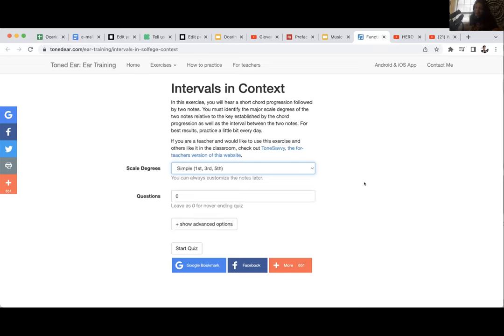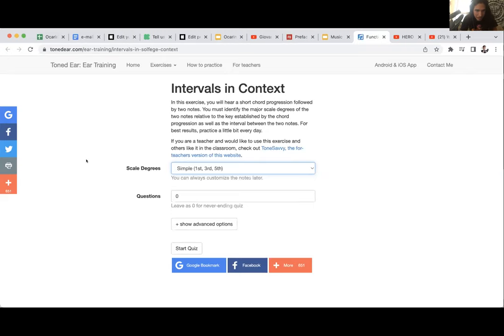But they can be major or minor. And unisons, fourths, fifths, and octaves can and usually are perfect. A lot of the times they can be diminished and augmented. But that's a story for another day.